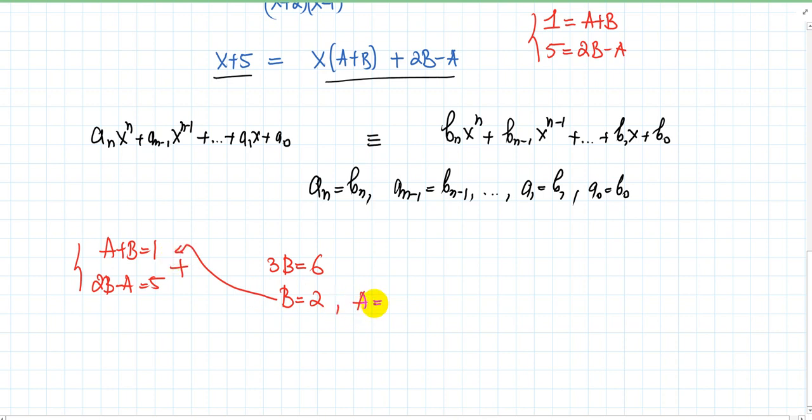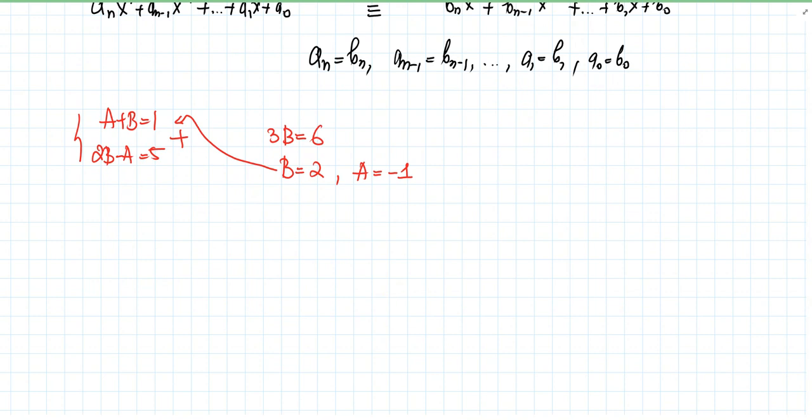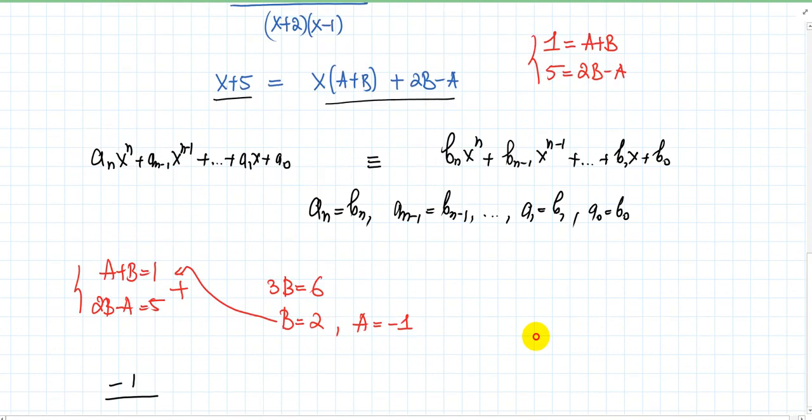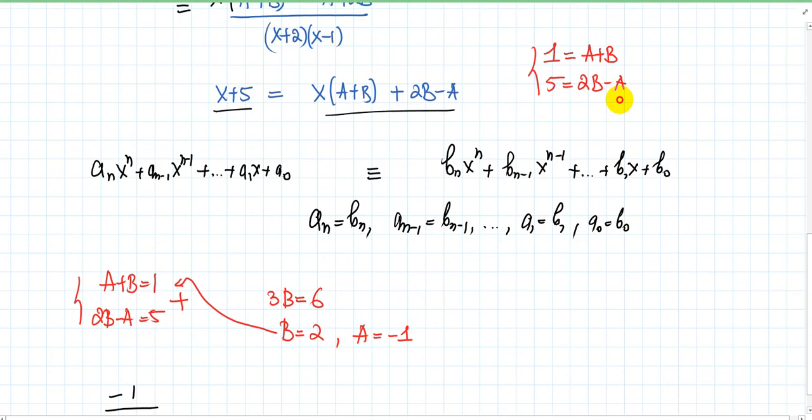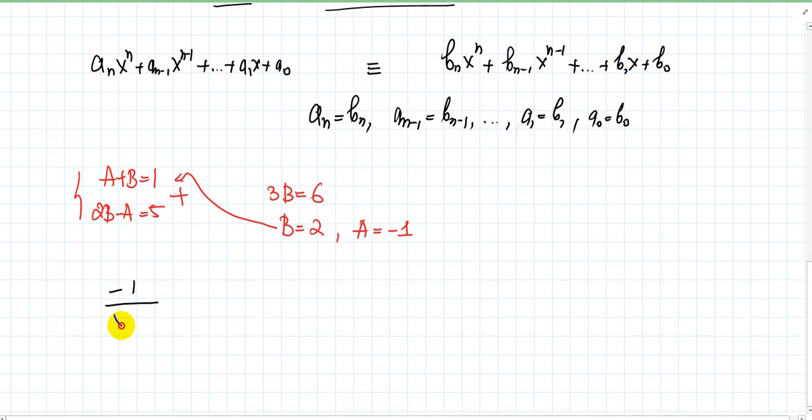You can just put this into the first equation or the second equation in order to find a. So if a plus b is equal to 1, and b is equal to 2, it means that a is equal to minus 1. Okay? So it appears if you write minus 1 divided by x plus 2 plus 2 over x minus 1, what you need to have? You need to have x plus 5 divided by x squared plus x minus 2, right?